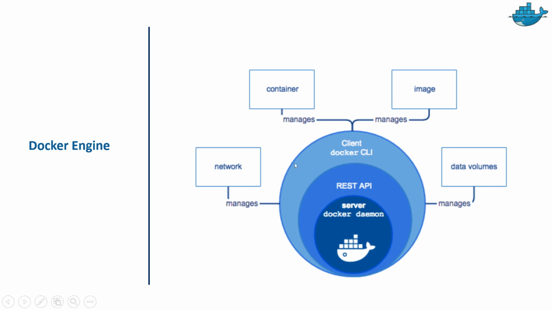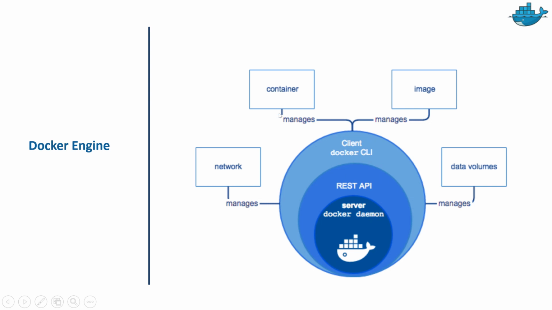Other than that, we have different features, or objects, like network. That will be managed initially by the client, and the client will send the request with the help of a REST API, and the server will do the required operations on that.